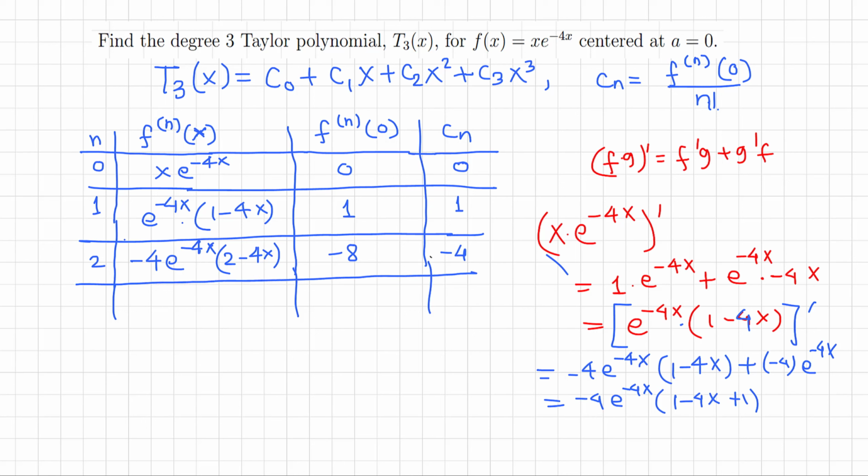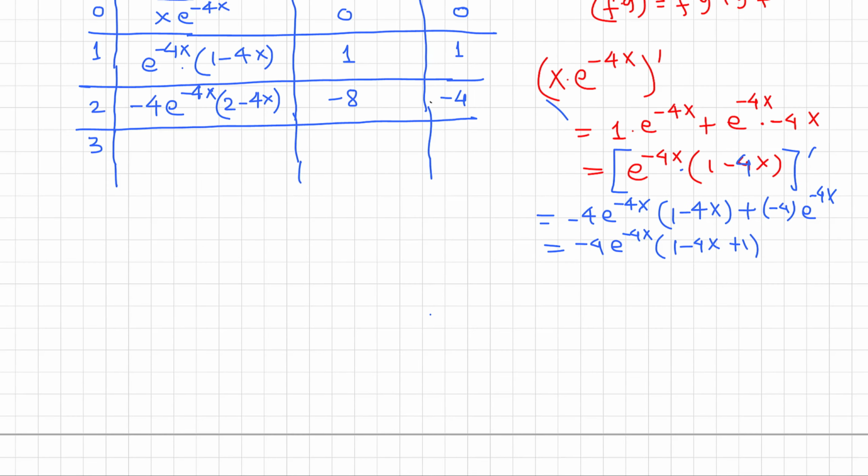And finally, we need to find C3. Means now find the derivative of this one more time. So we need to find the derivative of this one. Let's find the derivative using the product rule again. So let me write here. I got negative 4 e to the negative 4x times 1 plus 1, that was 2 minus 4x, and we want to find its derivative.